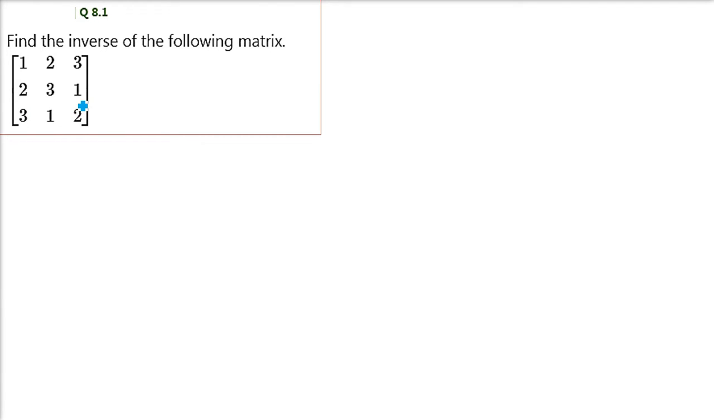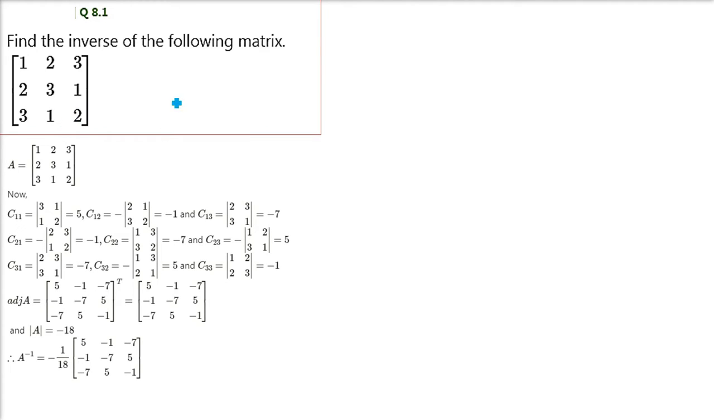Find the inverse of the following matrix. Now this is a 3 by 3 matrix. It's a square matrix. So we have a simple formula here in order to get the inverse. A inverse is nothing but the adjoint of A. So we'll take the adjoint of A and divide by determinant of A.